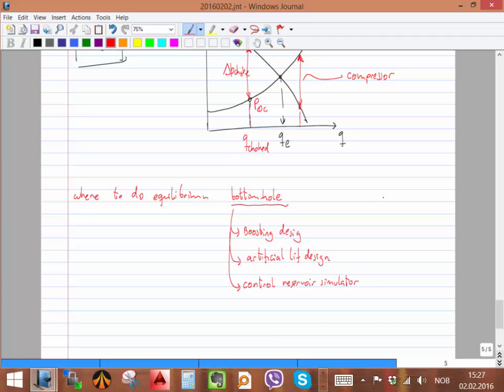Or also you have the wellhead, and that usually I use if I want to do allocation, field design, or if you want to do condition monitoring. You can practically apply this concept everywhere in the system.